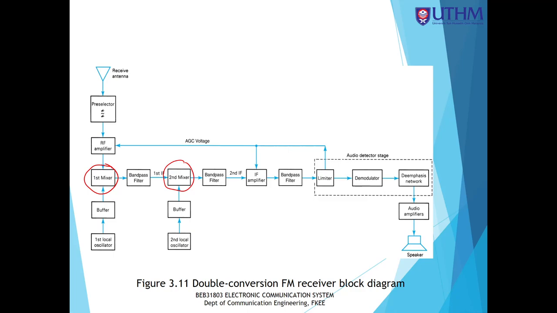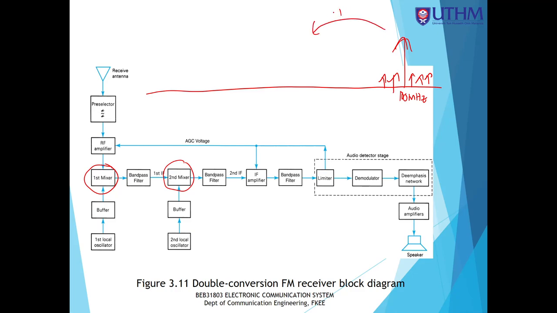So if I draw the frequency spectrum, initially it is over here, for example this is 100 megahertz. Actually we have other frequencies. So the first down convert happens, and then another down convert. So that's why we have two conversions. Frequency dikurangkan sebanyak dua kali. That's why it is called double conversions.